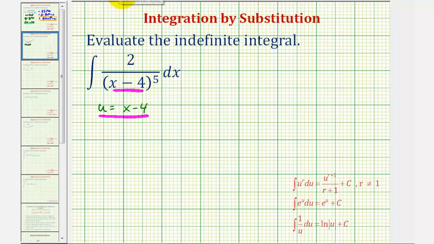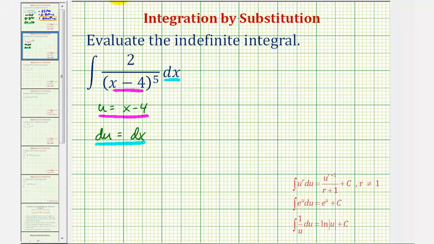But once we identify u, we need to find differential u, so we can write the integral in terms of u. So differential u is equal to the derivative of x minus 4 with respect to x times dx. Well, the derivative of x minus 4 would just be 1, and then times dx, so differential u is equal to dx. So now using this equation, we could perform a substitution for dx.